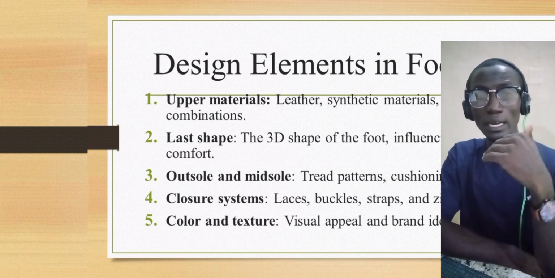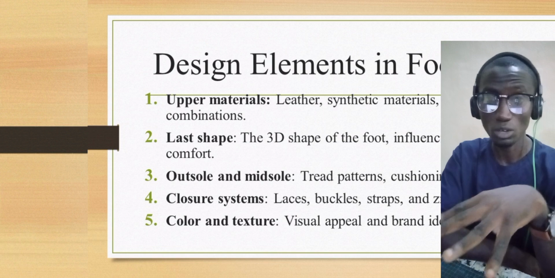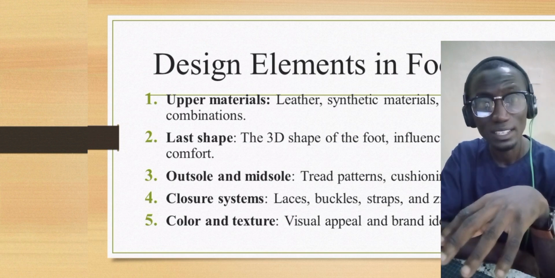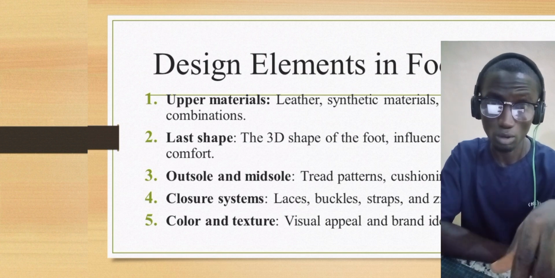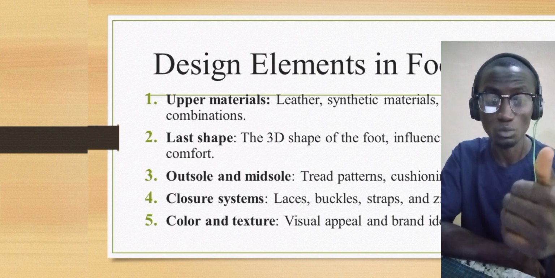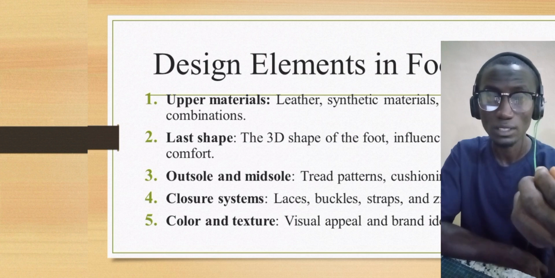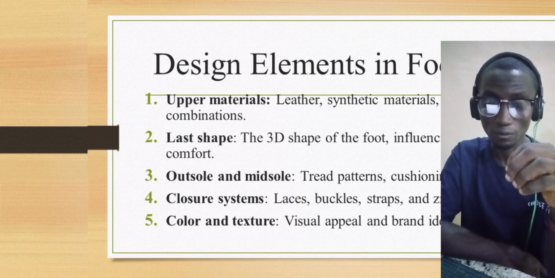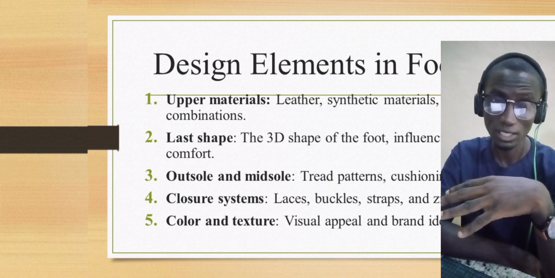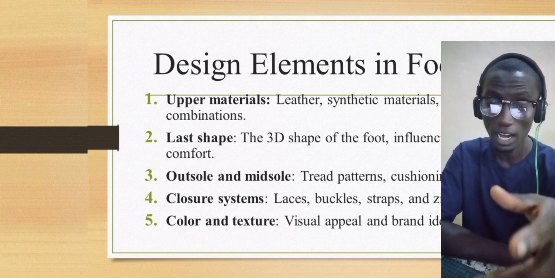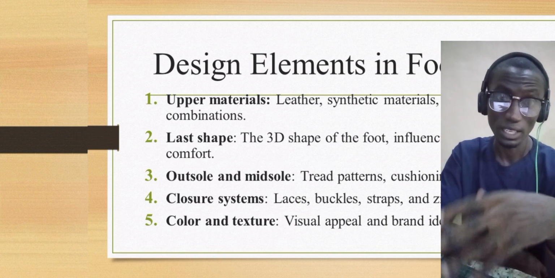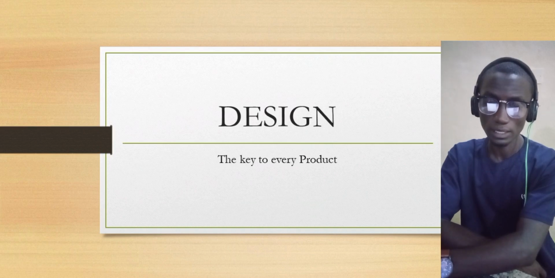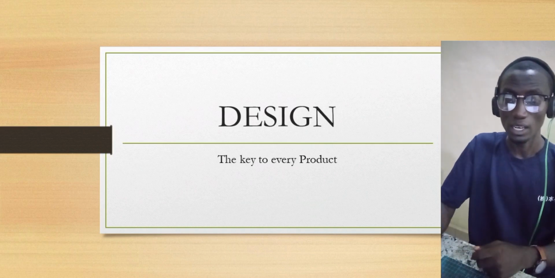Now, the number 5 element I will talk about is your color and texture. As a designer, you are designing and you are thinking about the color. You are thinking about the texture of the materials that you'll be using. Is it visually appealing? And what is the brand identity? It's very, very key. So the color of your materials and the texture of the material play an important role as well in your design elements.